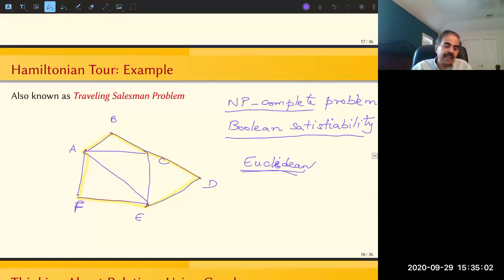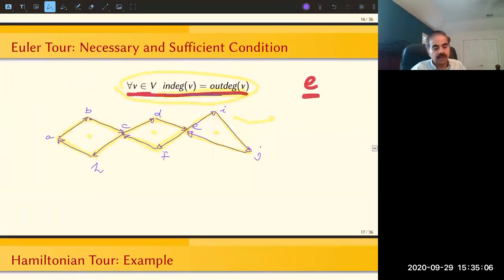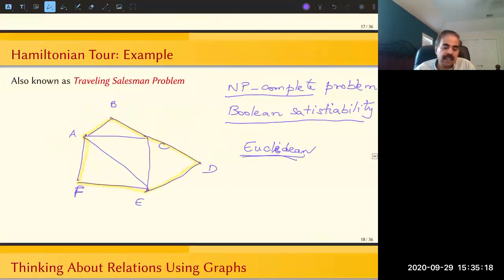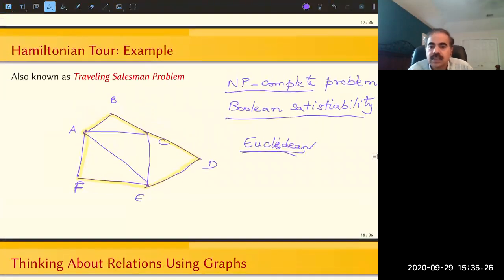Although, again, it sounds very much like the Euler's tour, Euler's tour has a very simple condition for the existence of an Euler's tour, and once that condition is satisfied, finding the Euler's tour is trivial, whereas finding the Hamiltonian tour is a very difficult problem. So any questions on this?